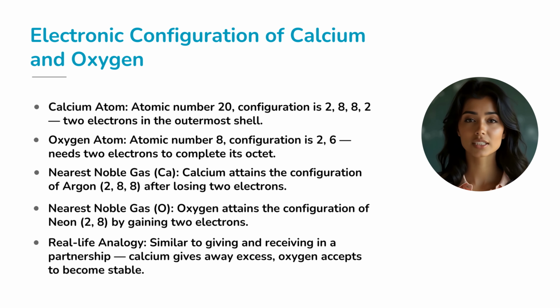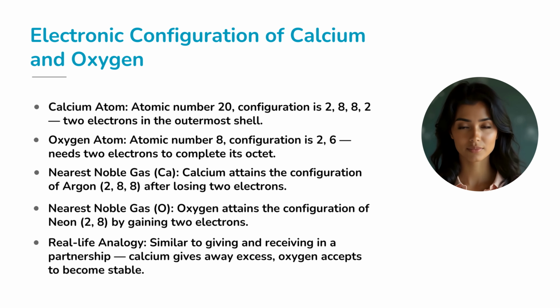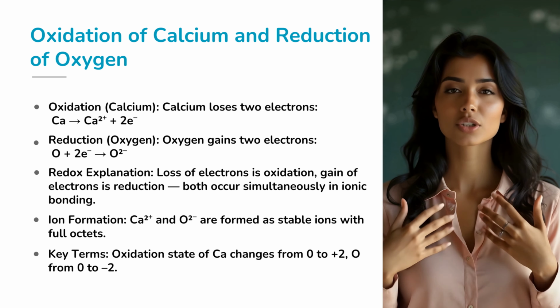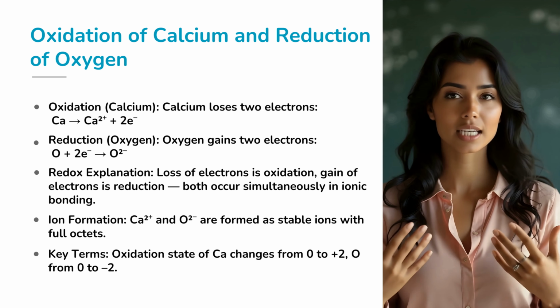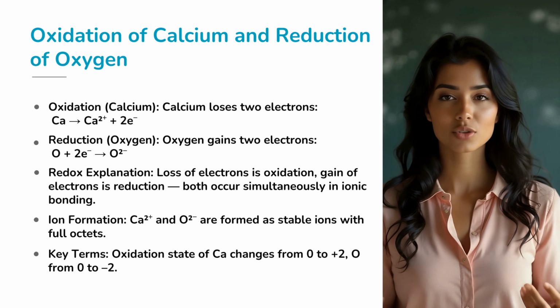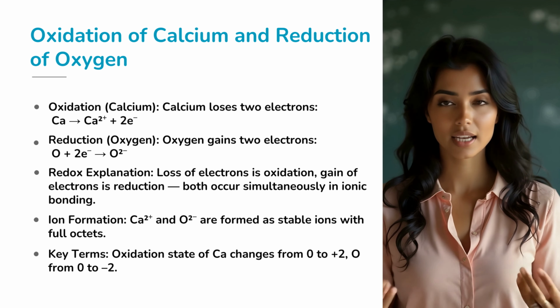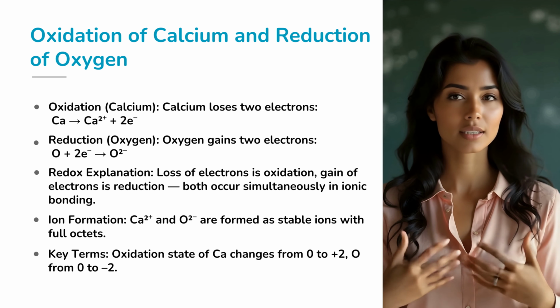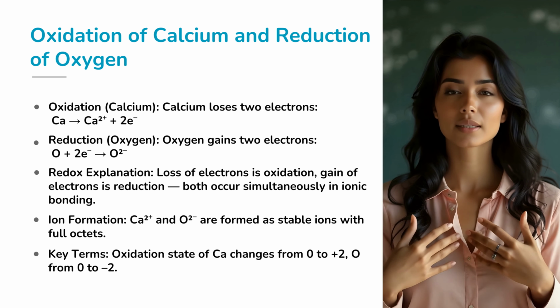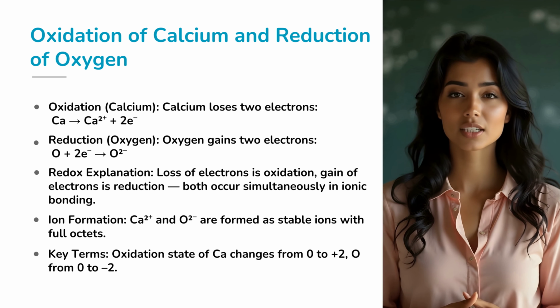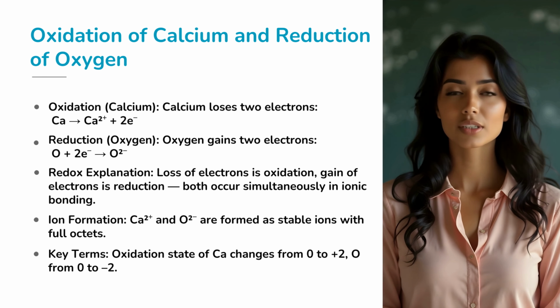This transformation is driven by nature's quest for stability, atoms moving toward noble gas configurations. Here's where redox chemistry comes in. Yes, that same duo we see in rusting and batteries. In this reaction, calcium undergoes oxidation. It loses 2 electrons. Say it with me: Ca gives Ca2+ and 2 electrons.